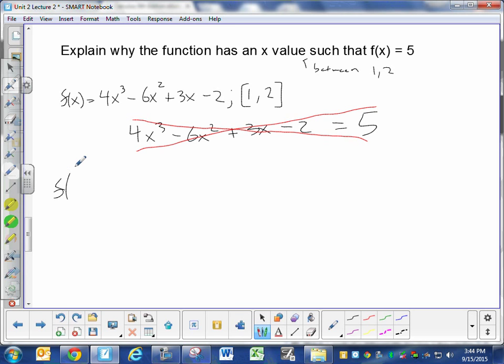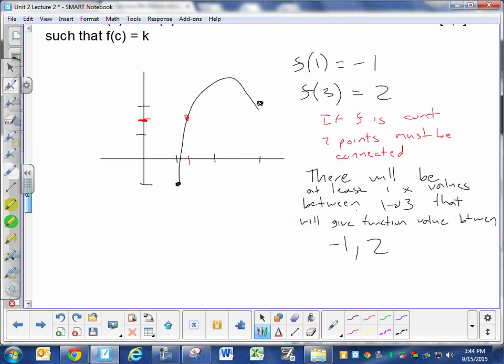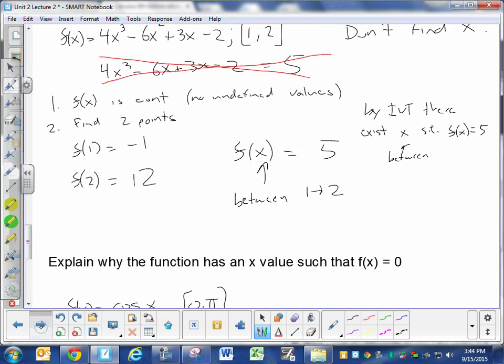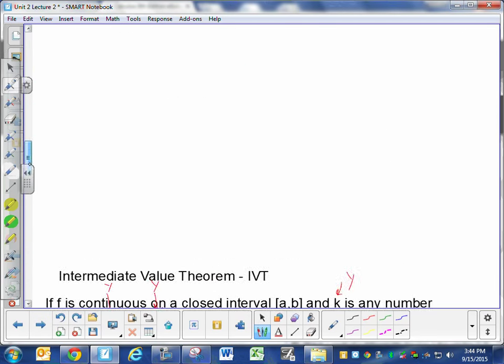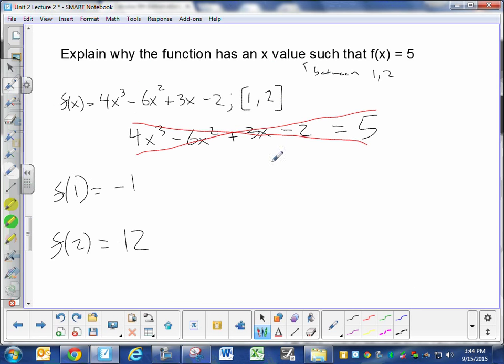It's 3:44. The bell is early. Hold on. f of 1 is 4 plus 6 plus 3 minus 2. That's -1. Okay? That is a point. f of 2, when I plug in 2, I get 12. Sorry, not -16. I get 12. So this function has 2 points, one at -1 and one at 12.